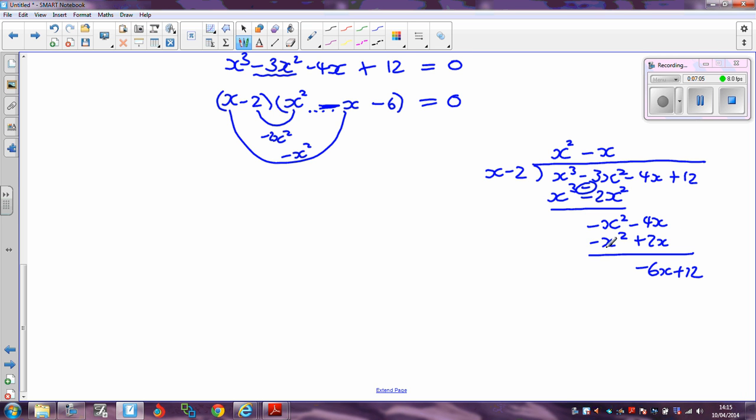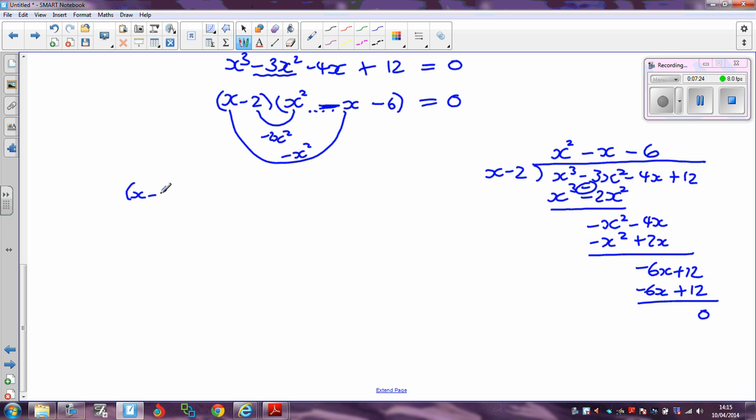What do we multiply x by to get minus 6x? Answer, minus 6. And then do the multiplication. Minus 6 times x is minus 6x. Minus 6 times minus 2 is plus 12. As we would expect, there's no remainder because we know that x minus 2 is a factor. And again, we get the same x squared minus x minus 6.